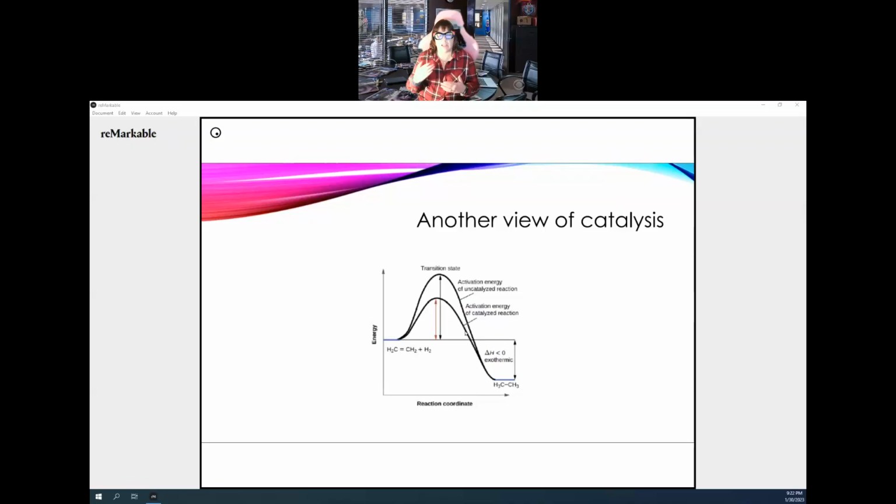I might ask you to label things here. So this is my transition state. This one is catalyzed, that one's not. So you might be asked to label any and all of these things. We're not expecting you to know what the reaction or products are.